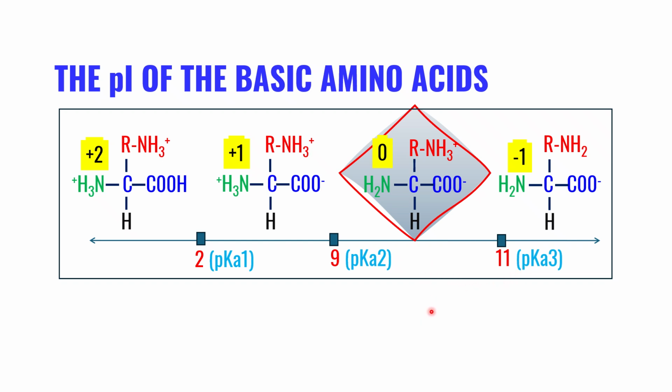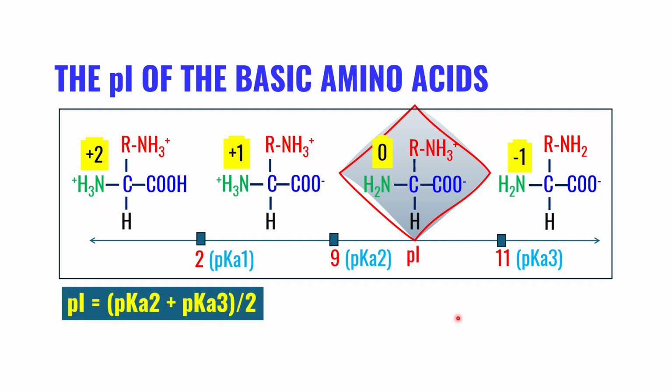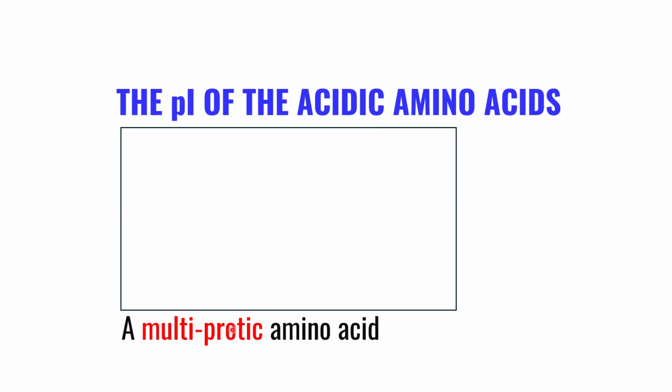So what is the pI? You can calculate by averaging the value of pK2 and pK3, which is 9 plus 11 divided by 2, equal to 10. So let us calculate the pI of an acidic amino acid such as aspartate and glutamate. They are also multiprotic amino acids.